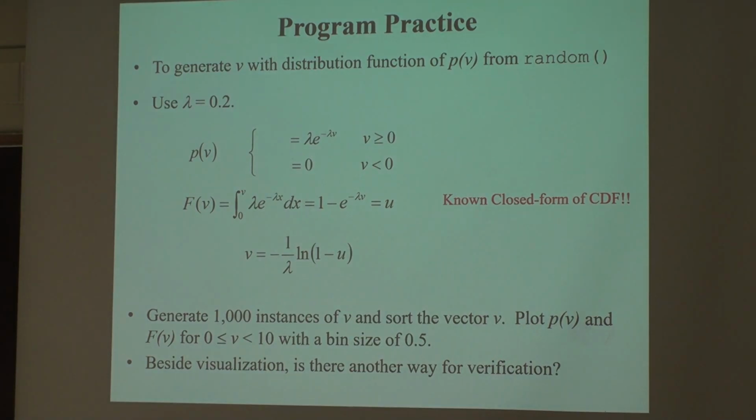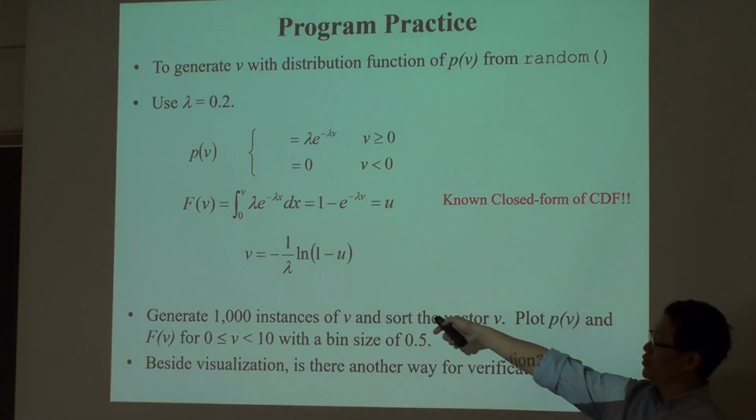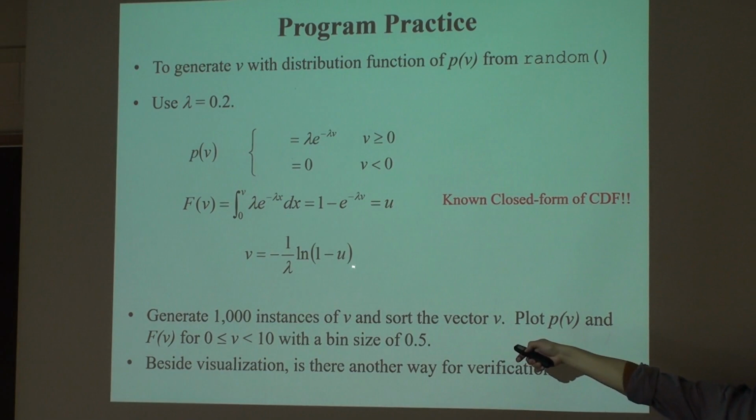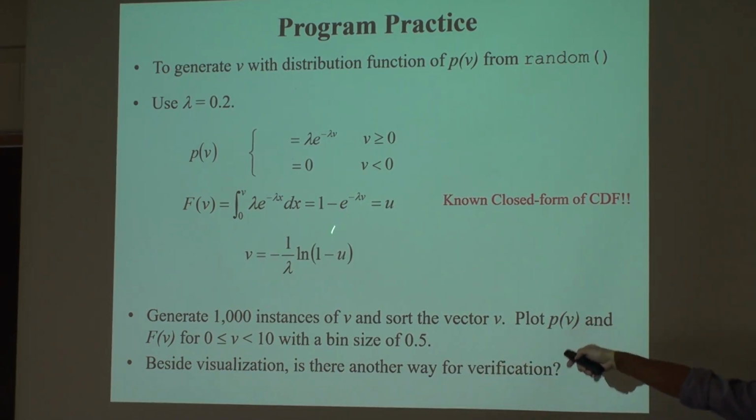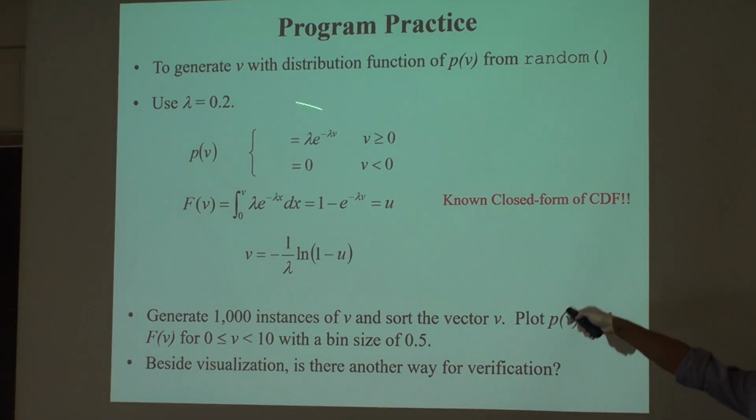Let's follow it once. Once you understand what it's doing, this is not hard. That means you get a U, which is nothing but your uniformly distributed value from the random function call. You go through this formula and you will get a V. You generate 1,000 of them, and they will actually follow this distribution.